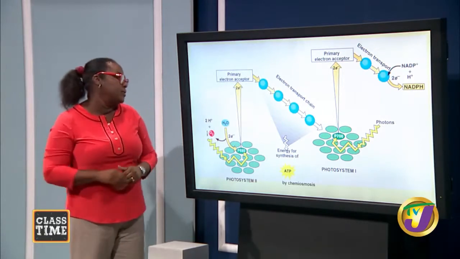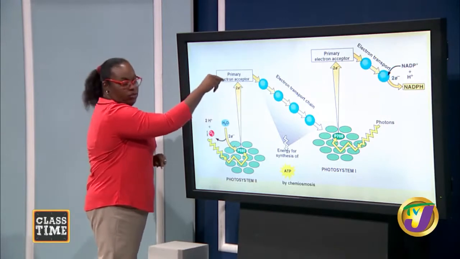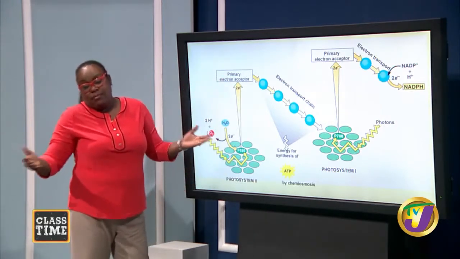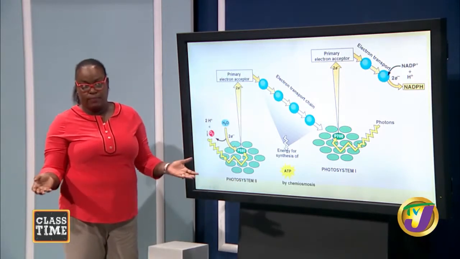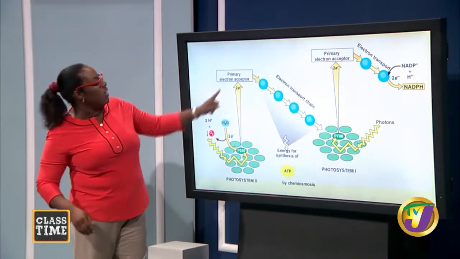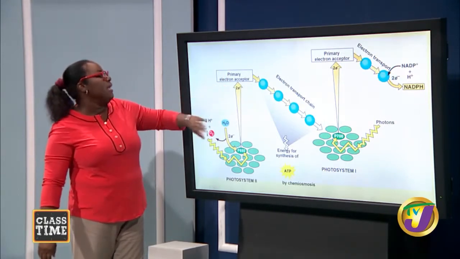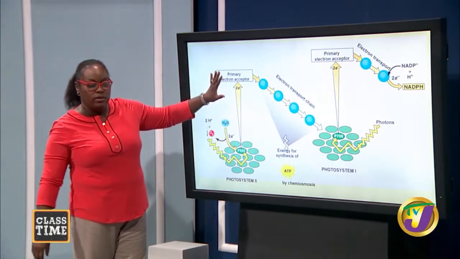Instead, as the primary electron acceptor accepts these 2 electrons, it means now that P680 is short 2 electrons, and it wants them back. But it cannot get them from the primary electron acceptor because the primary electron acceptor is holding on tightly to these 2 electrons.